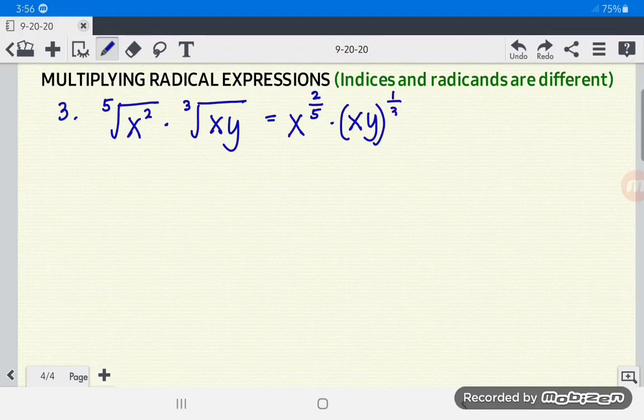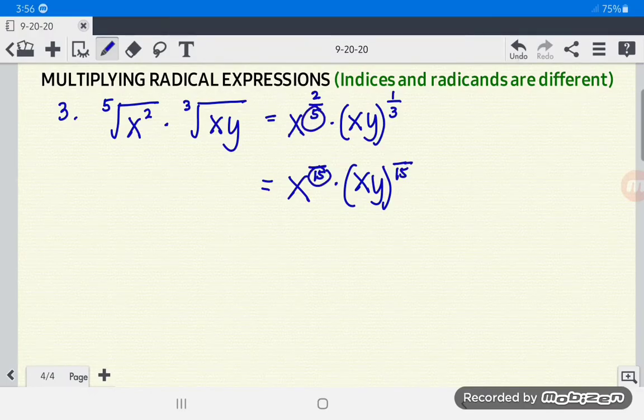Then, after that, we're going to make these rational exponents into similar fractions. So, we have x and then times xy. The LCD here is 15. Now, let us divide 15 by 5. That is 3, times 2, we have 6. Then, 15 divided by 3, we have 5, times 1, we have 5.